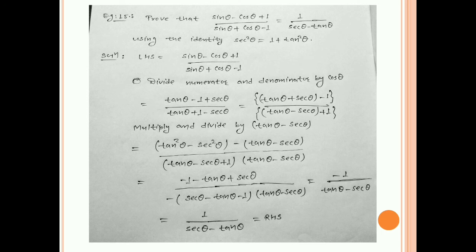So we see that the numerator term (sec theta minus tan theta minus 1) is common with the denominator term, so these two terms will cancel out, and we will get minus 1 upon (tan theta minus sec theta). If from the denominator we take minus 1 as common, then minus minus will become plus. So we will get 1 upon (sec theta minus tan theta), and it is equal to our RHS.